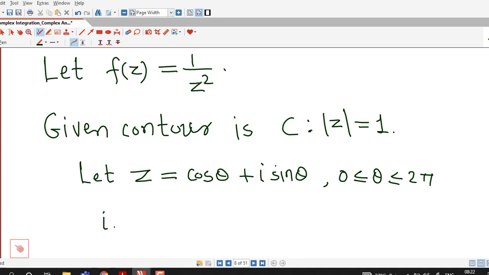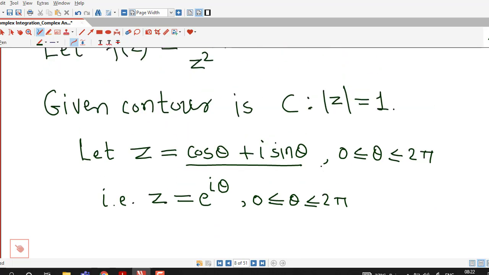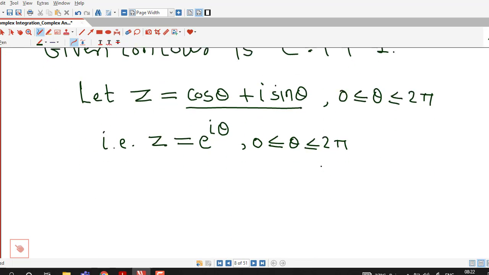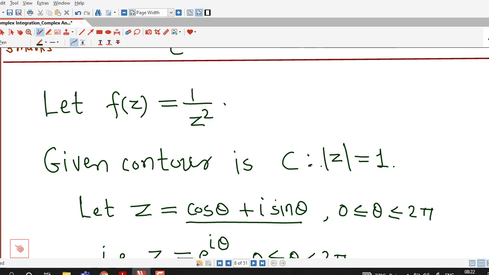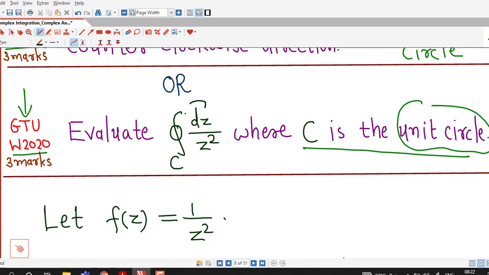Or we can rewrite using Euler's formula. We can write cos theta plus I sin theta shortly as e raised to I theta, 0 less than or equal to theta less than or equal to 2 pi. So here theta is our parameter, so we convert everything in terms of theta. So this f of z will be converted in terms of theta by taking z equal to e raised to I theta. Also we will require value of dz.